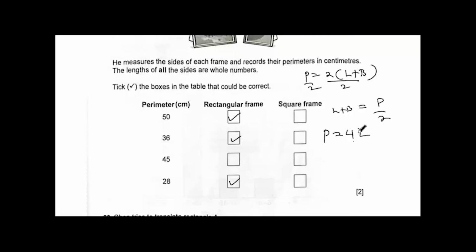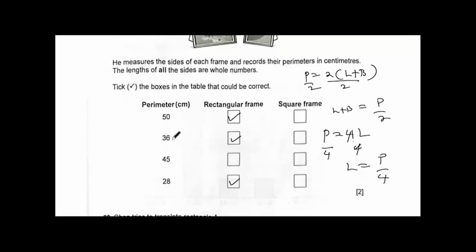So let's make L the subject of the formula. Divide both sides by 4. That means L will be equal to the perimeter divided by 4. So if the perimeter is 50 and you divide by 4, the result will be a decimal number, and there is no way it will be our option.